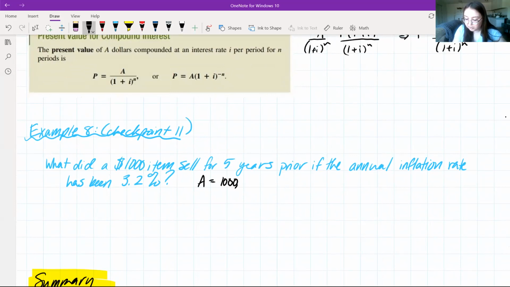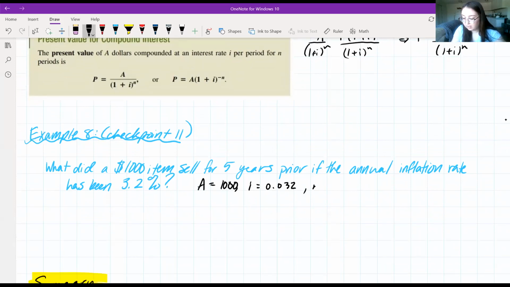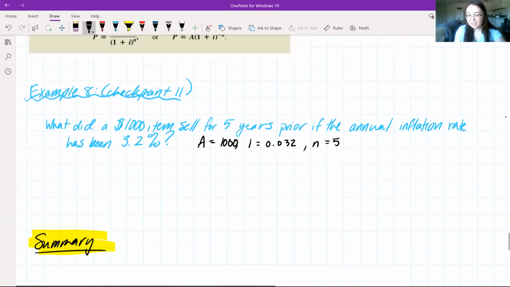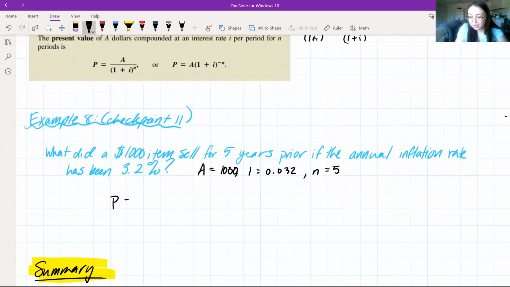And our interest rate is just going to be 0.032 since our N value is 5, and we're doing this annually, so we don't have to divide our interest rate. Well, we do. It's divided by 1, which gives us our original interest rate. So now we can find our present value.